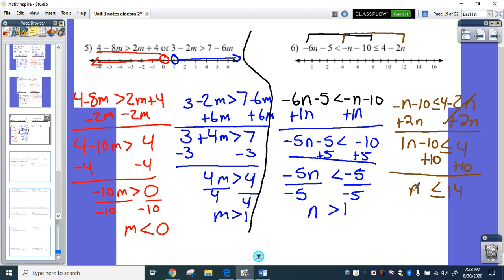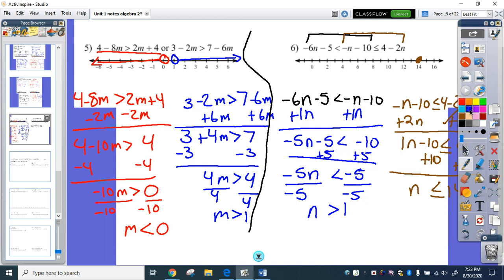So n is less than or equal to 14 means at 14 I have a closed circle. N is greater than 1. Let's go back to that blue color. If it's greater than 1, we're going to go to 1 and have an open circle. And because this was written as an and problem, we're going to just shade everything in between.